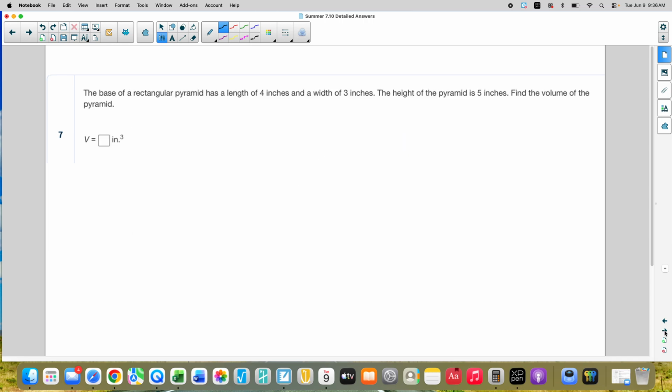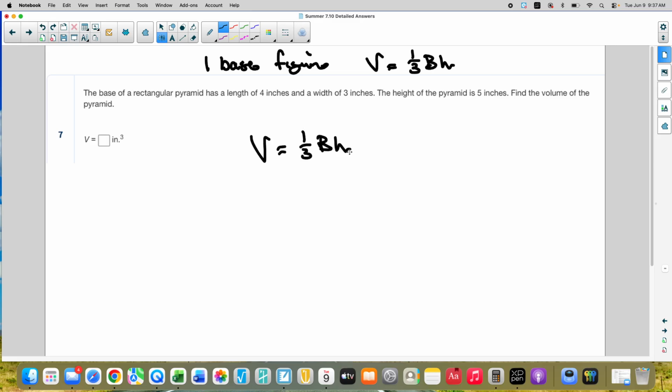That's question number 6. The base of a rectangular pyramid has a length of 4 inches. Find the volume of the pyramid. So this time, when we have one base figures, volume equals 1/3 big B times H. Pyramids and cones will have this formula. So volume equals 1/3 big B times H.